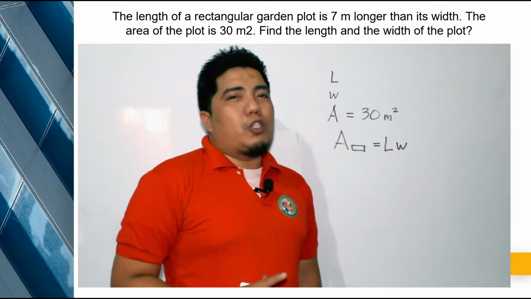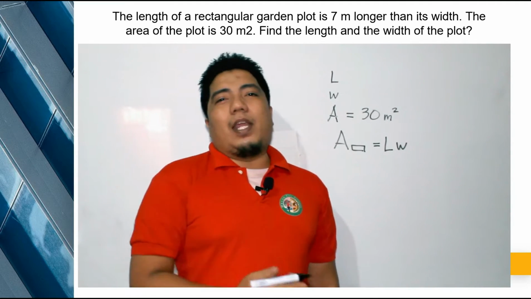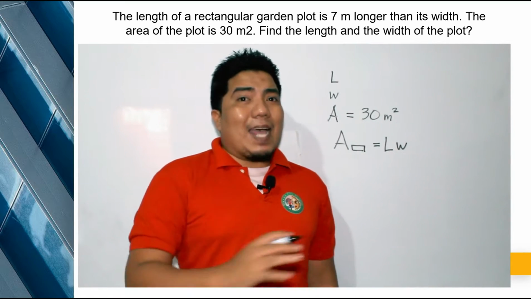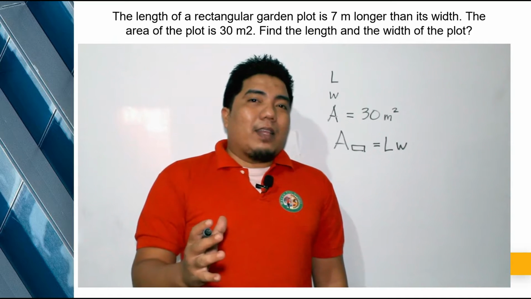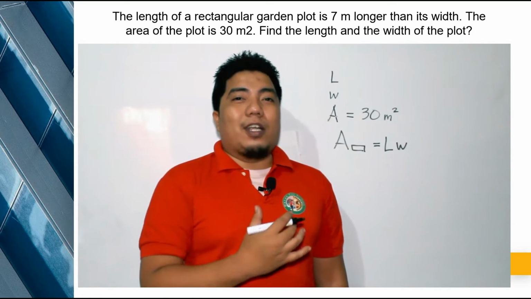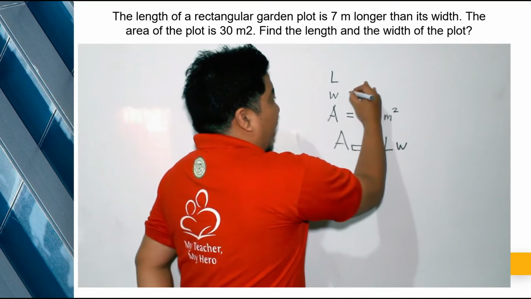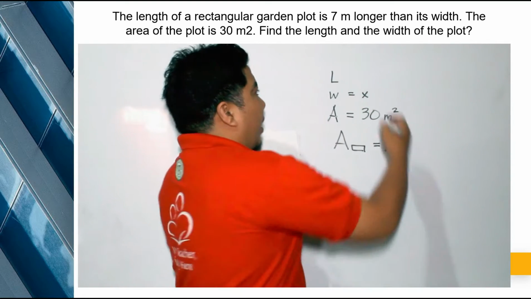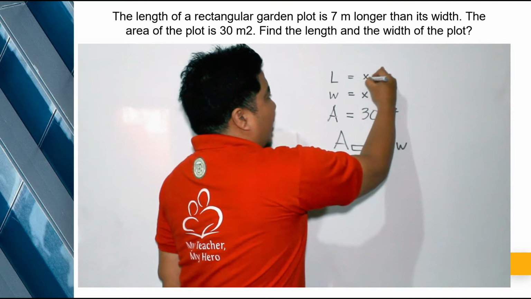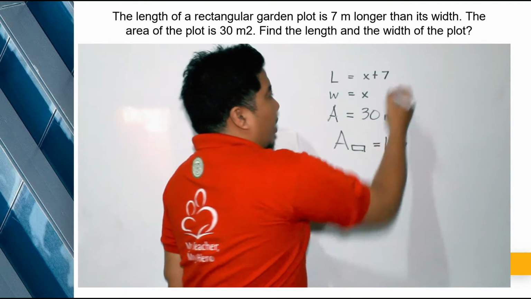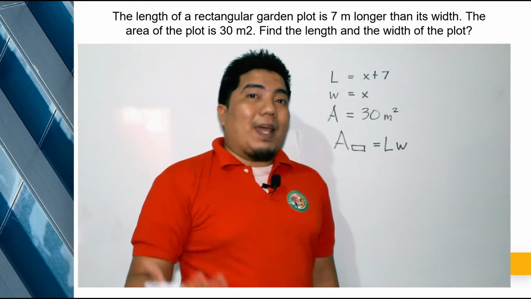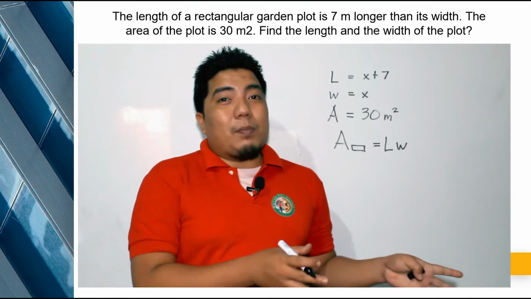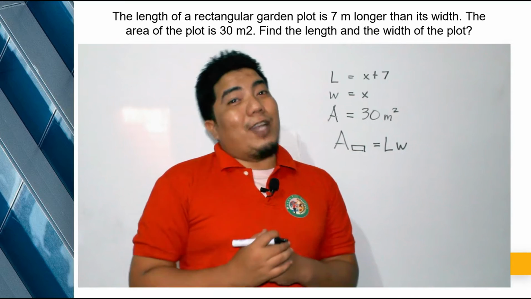Okay, the next thing we should do is to consider the relationship of the length and the width in our given problem. It has been said that the length is 7 meters longer than its width. Therefore, if our width is represented as x, then our length will be 7 meters longer, so that is x plus 7. Because the value of the width plus 7 meters, that will be your length.